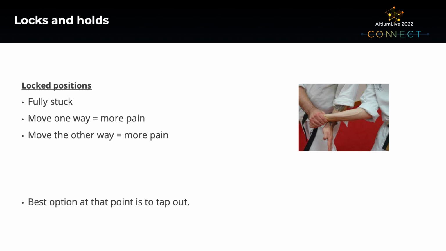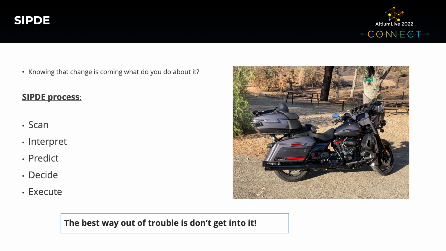One of my favorite things that I like to do is ride a motorcycle now, and when I took the safety training class, they taught us this process about how to avoid problems when changes are coming. They call it the SIPD process.